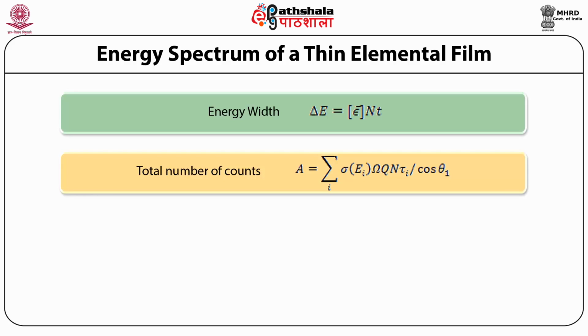To compute A, the total number of counts in the signal, we need the yield Hi in terms of the scattering cross section at the energy Ei and the number of atoms per unit area in the ith slab. The total number of counts then becomes A is equal to the sum over i of sigma of Ei times omega times Q times N tau i divided by cos theta 1.